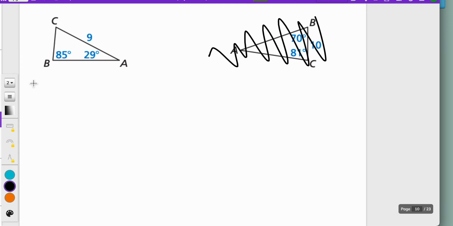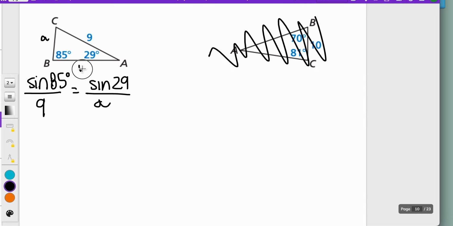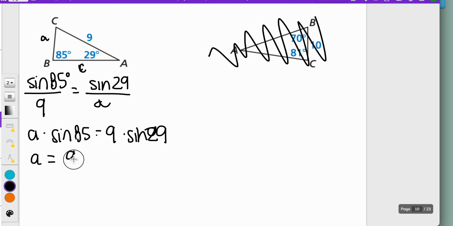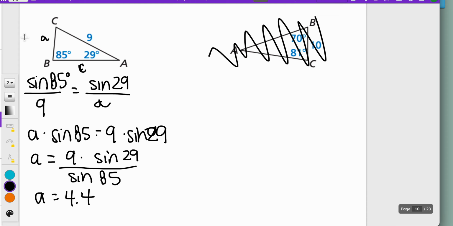So, solving the same way, I'm starting with the sine of 85 degrees this time because I'm given both of those, and then the sine of 29 degrees over little a. Okay, there's C. So A times the sine of 85 is equal to 9 times the sine of 29. Divide both sides by sine of 85 to get A isolated, so 9 times the sine of 29 over the sine of 85 gives me some crazy decimals, but those are going to round to about 4.4. So A is equal to 4.4.